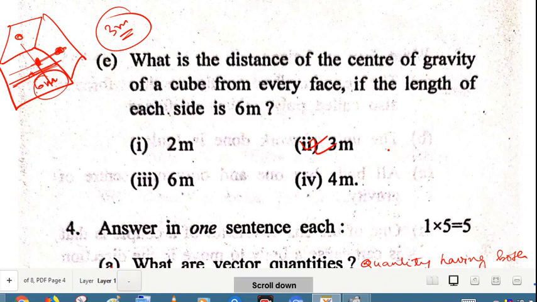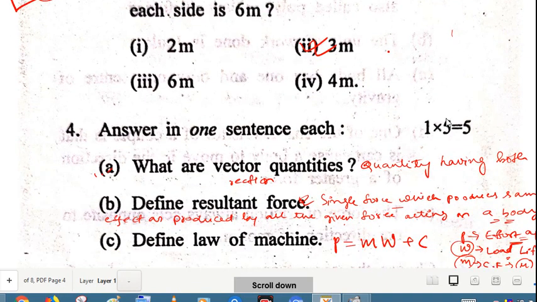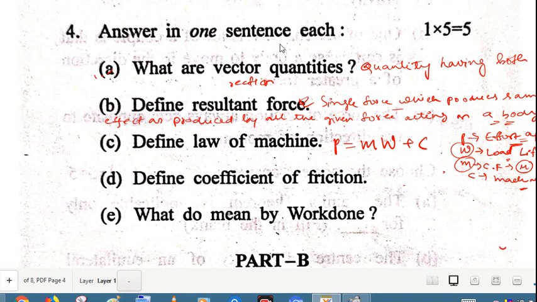The next question, they're asking the short question. Answer in one sentence. What are the vector quantities? Vector quantities are the quantities which have both direction as well as magnitude. So the first question is gone.